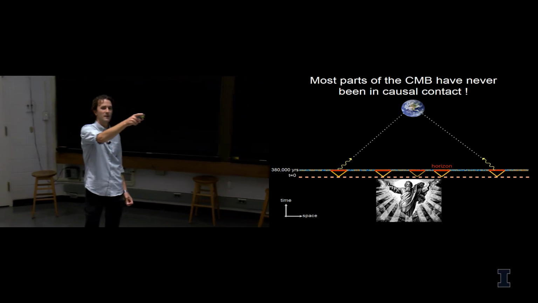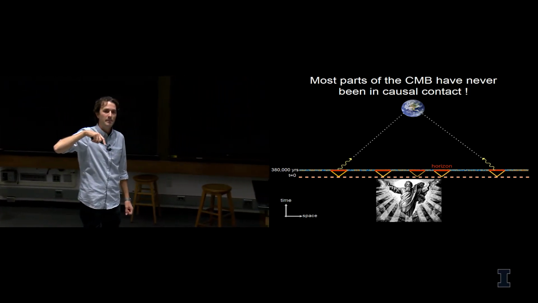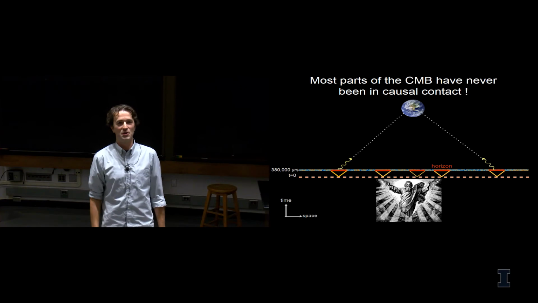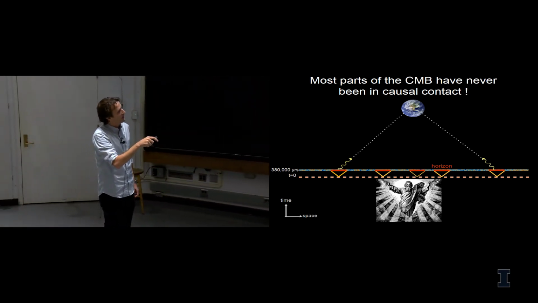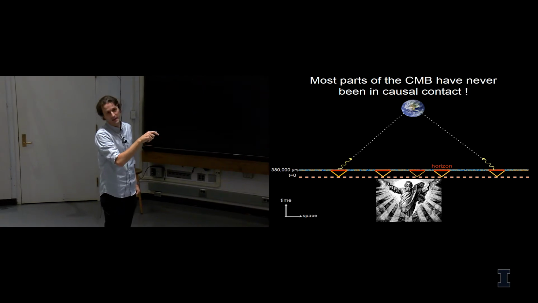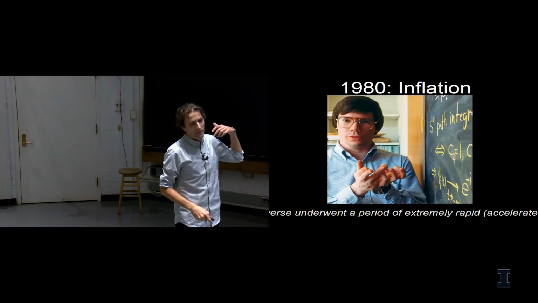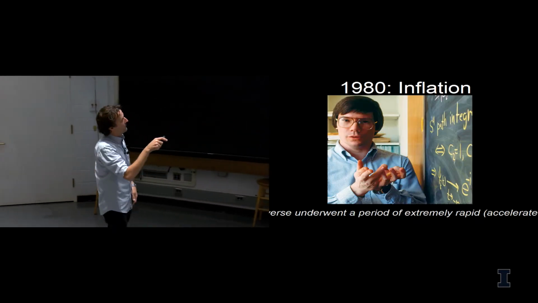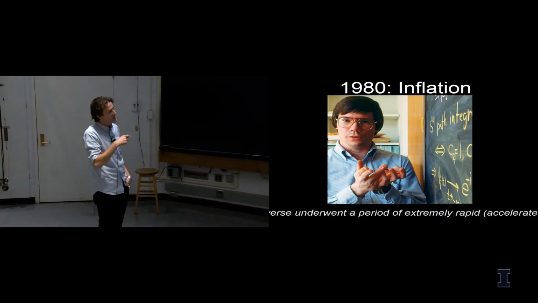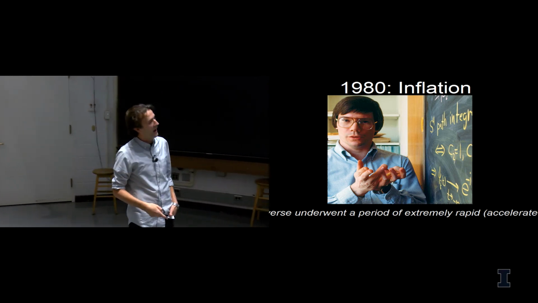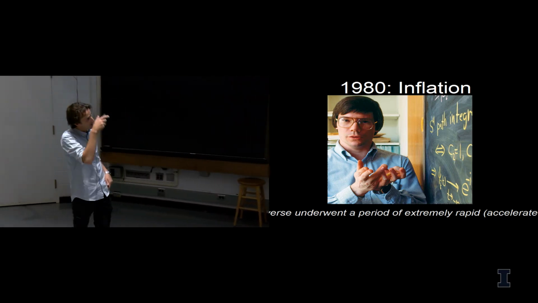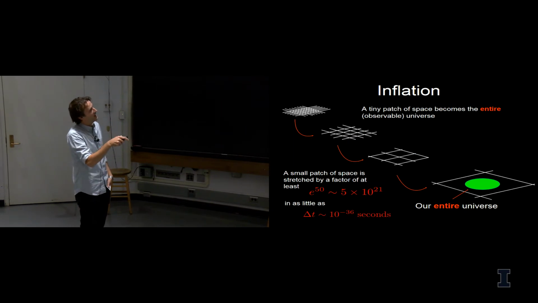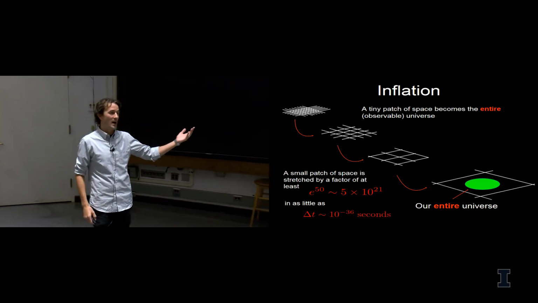There's a question over here somewhere. Yeah? Weren't they all together at the Big Bang? Exactly. So it turns out that the solution to this problem is, at the Big Bang we can't say anything useful, so what we postulate is that the universe underwent a period of extremely rapid accelerated expansion right after the hot Big Bang, where a tiny patch of space essentially becomes the entire universe.